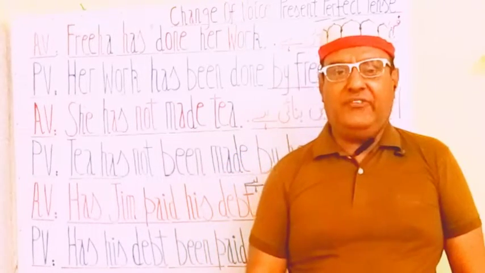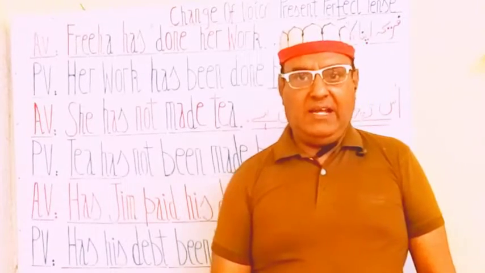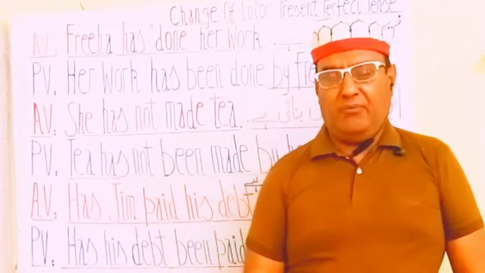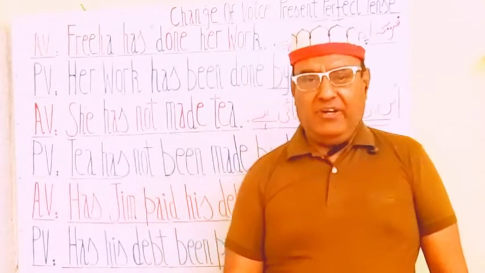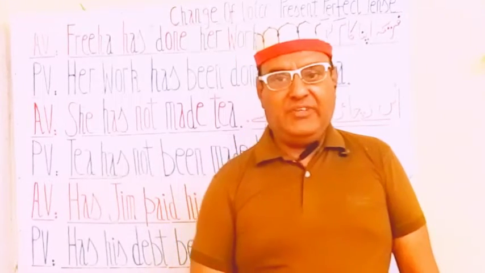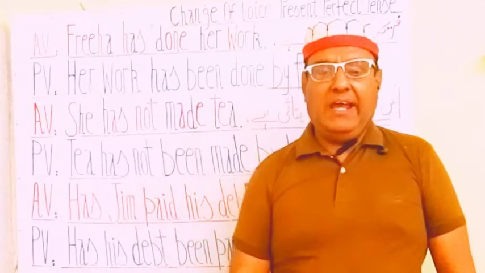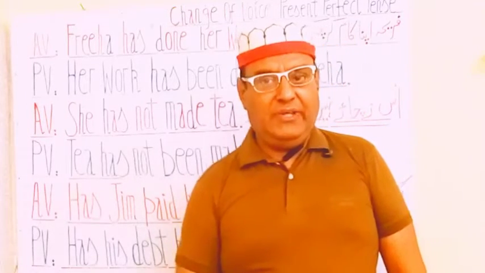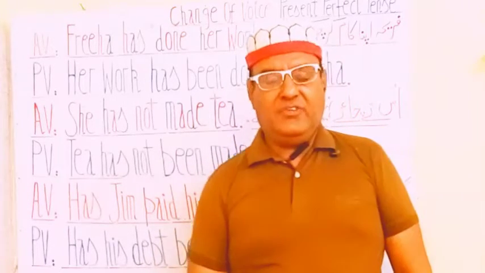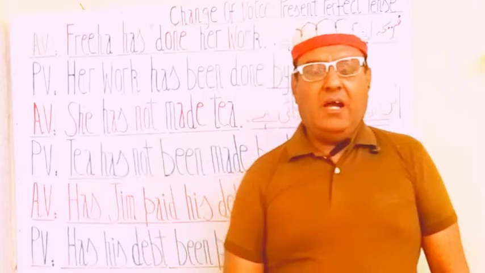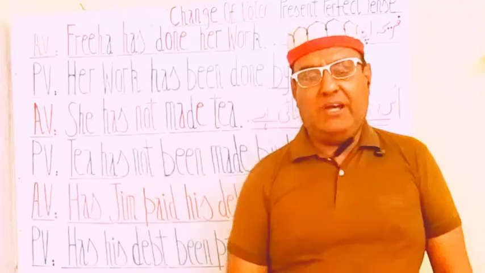Here you see, my students, her work stands as the subject, and we have the helping verb has, and the third form of the verb, the principal verb done, and then her work has been done. Been is added to make it passive. So her work has been done, connected by, and as the object Friha will stand here. So let's read this passive voice statement. Her work has been done by Friha.